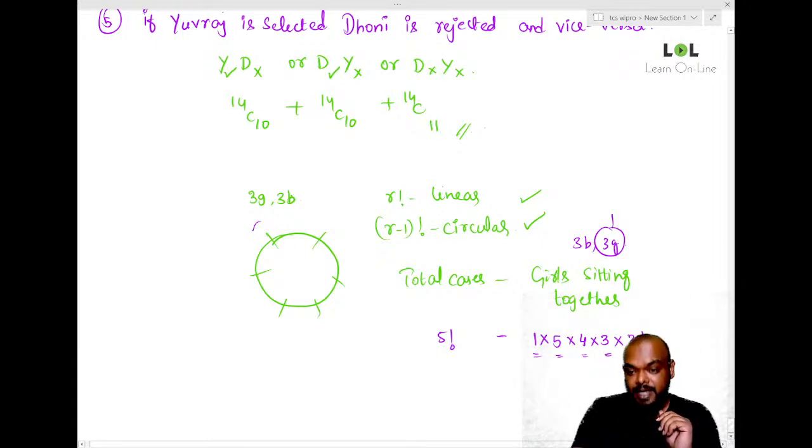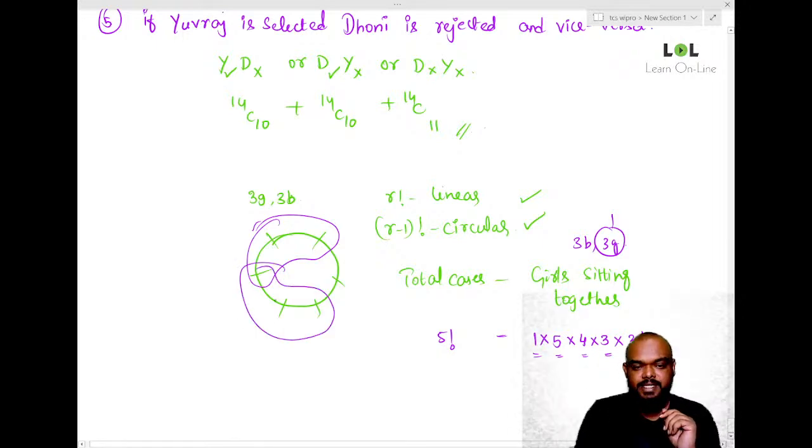Am I right? Now, the girls would have gone inside as a group. They would have occupied any 3 consecutive places, like they could have taken this place or they could have taken this place. Within those 3 places, they can be rearranged among themselves again in 3 factorial. And this will be our final answer.